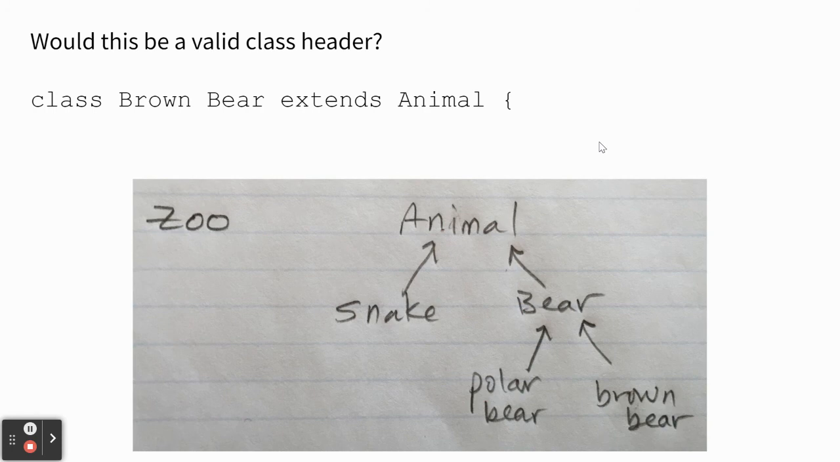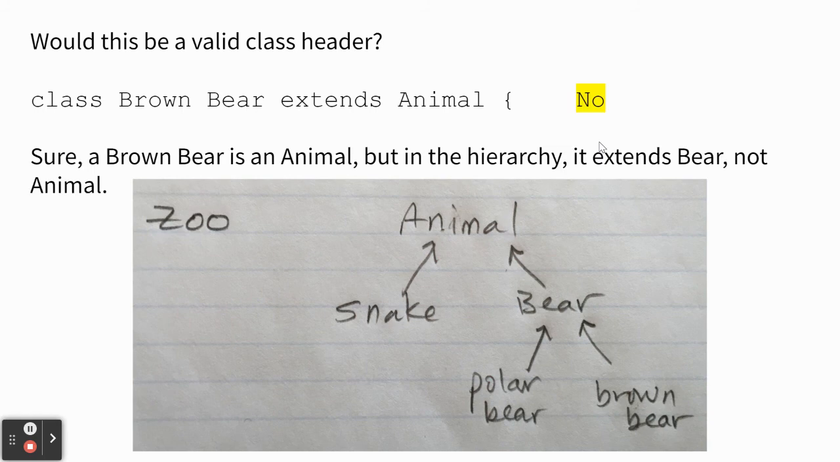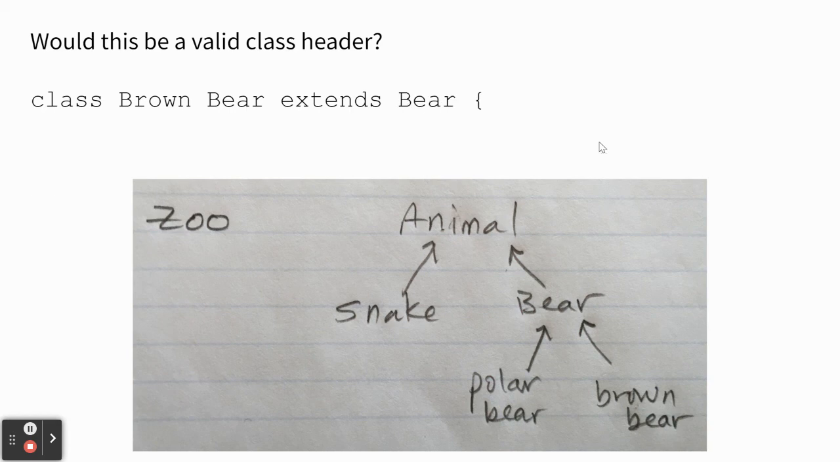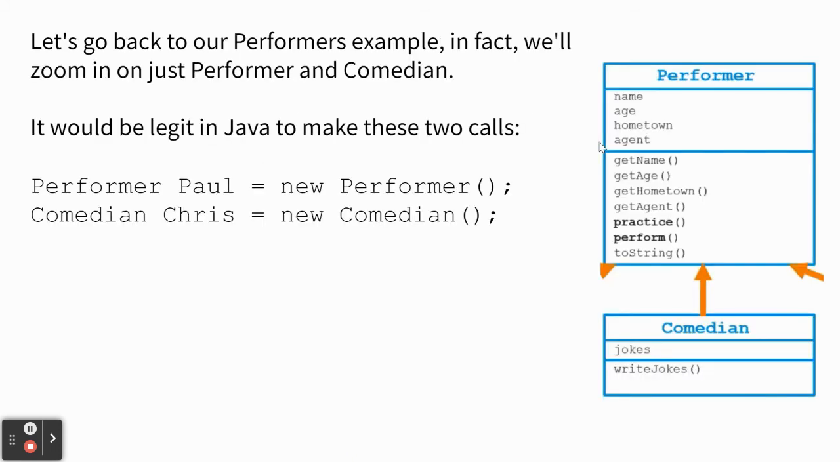And you guys are wise to my tricks, because the brown bear is an animal, but it doesn't extend animal. It extends bear. Sure, a brown bear is an animal, but in the hierarchy it extends bear, not animal. How about this? Class brown bear extends bear. Amen. Say it again. It's awesome. Brown bear is a bear.